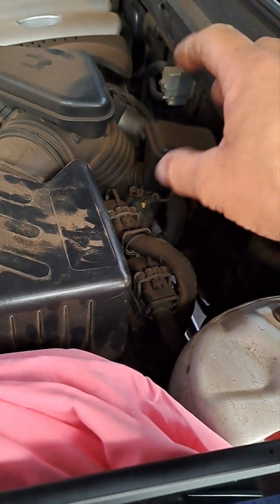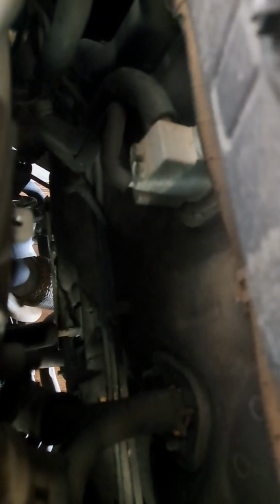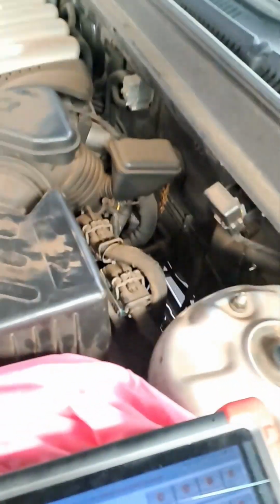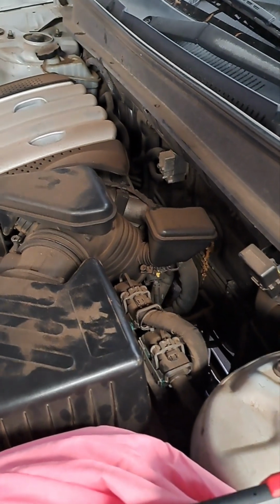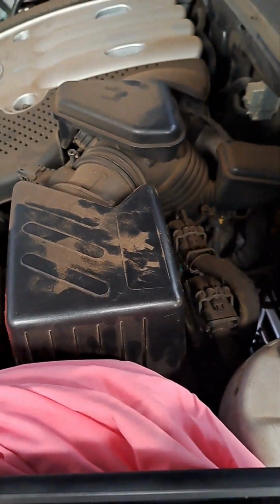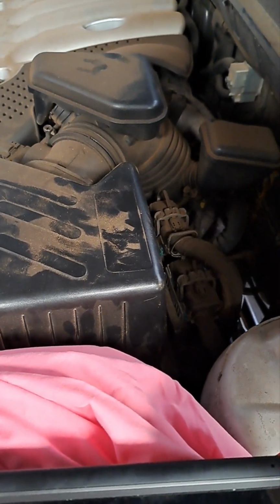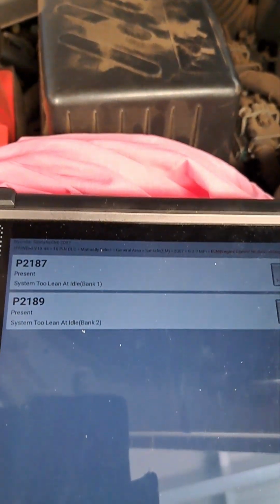So what's that ticking? Here it goes. Can you hear it? Sounds like a little mouse tapping on the window. That's what that is. Anyway, I'm not going to go any more on that. All right, back to this.